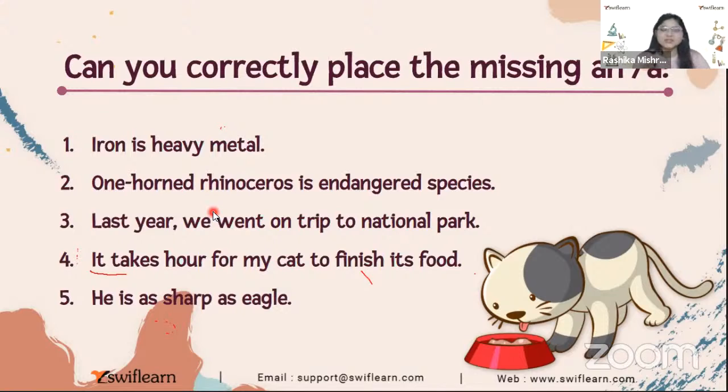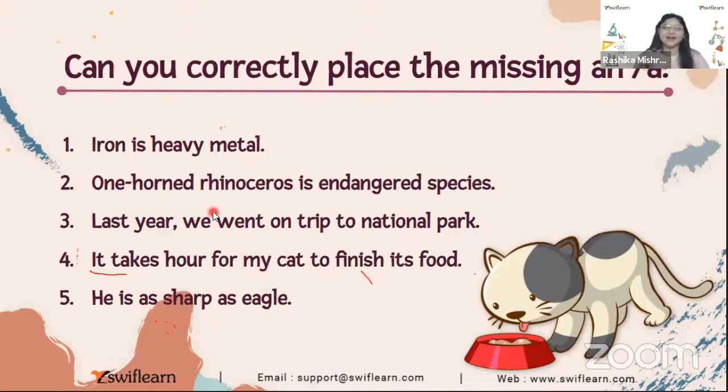Okay, tell me the next one. One-horned rhinoceros is endangered species. Exactly. One-horned rhinoceros is an endangered species. Why? Because when we pronounce the word endangered, it sounds like it starts with E. That is why we will use an as the article here.